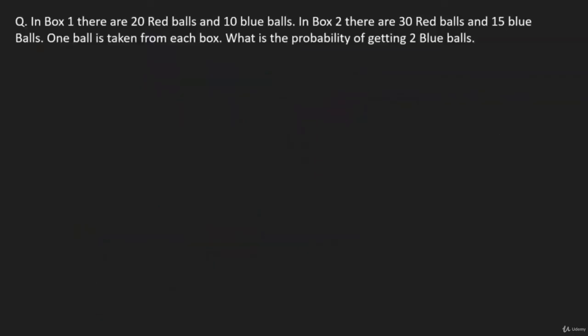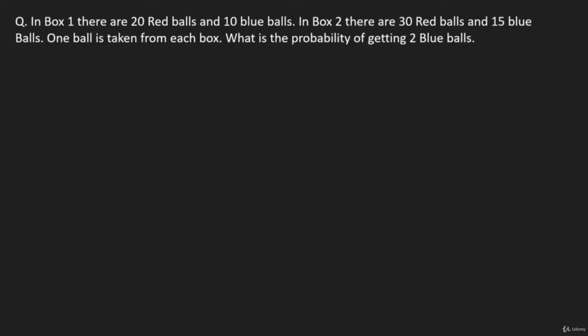Let's do this question. In box 1, there are 20 red balls and 10 blue balls. In box 2, there are 30 red balls and 15 blue balls. 1 ball is taken from each box. What is the probability of getting 2 blue balls? Pause the video, give it a try, and then let's do it together.